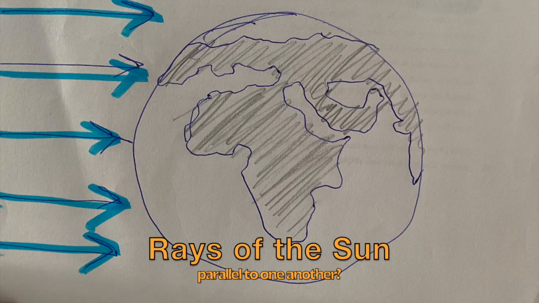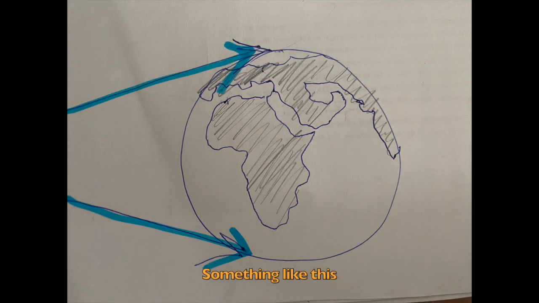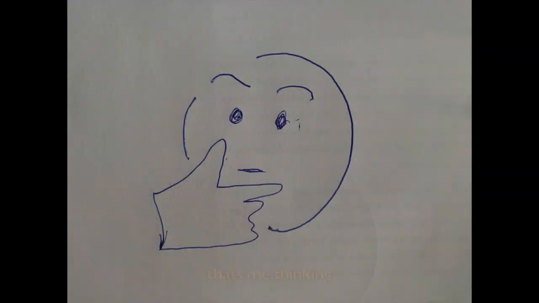We often draw the rays of the sun coming onto Earth as parallel lines. Oftentimes, I thought of how could this actually be parallel? I mean, shouldn't the rays of the sun coming to the North Pole and the South Pole be at different angles to each other?